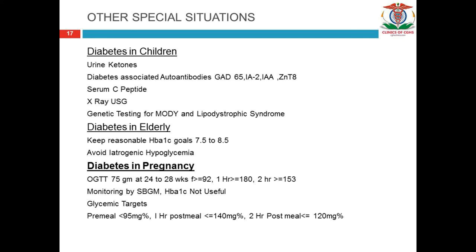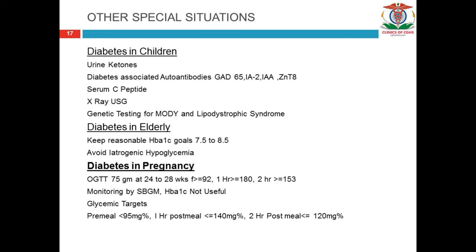In the elderly, the glycemic targets can be elevated a bit, because in elderly we don't want hypoglycemia. Preventing hypoglycemia is more important in the elderly rather than preventing complications which are going to be, say, 10 or 15 years later. It depends on the life expectancy and the kind of the patient elderly. So in elderly, we can keep reasonable goals, which is about 7.5 to 8.5. Broadly, in the 70s, you can have a HbA1c goal of 7. In the 80s, you can have a HbA1c goal of 8. You need not have a HbA1c goal of 6.5 or less than 6.5. This is to avoid iatrogenic hypoglycemia.